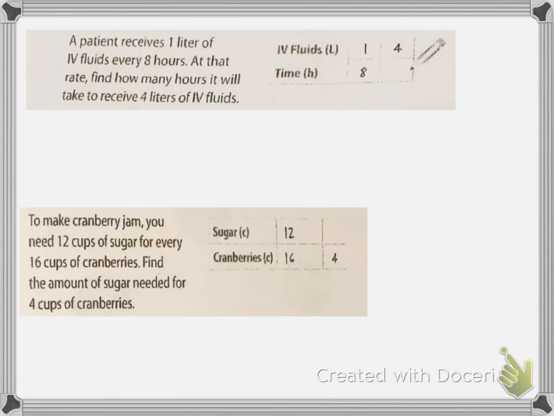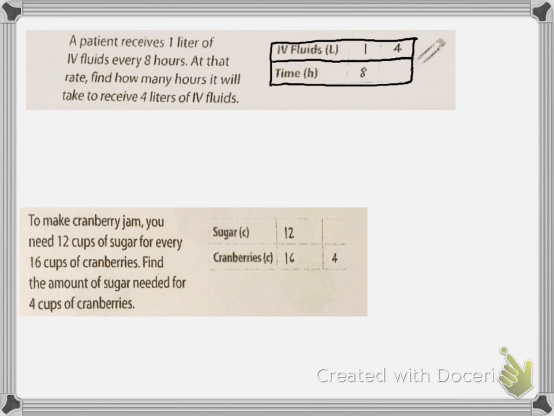So the first one is a patient receives 1 liter of IV fluids every 8 hours. At that rate, how many hours will it take to receive 4 liters of IV fluids? So what we have is a little table. It's a little messy, so I'm going to kind of fix it a little bit. You might want to do the same thing so it really looks like a table. And what you're going to notice is it has the titles of what the numbers represent. So IV fluids in liters on top and time in hours on the bottom.